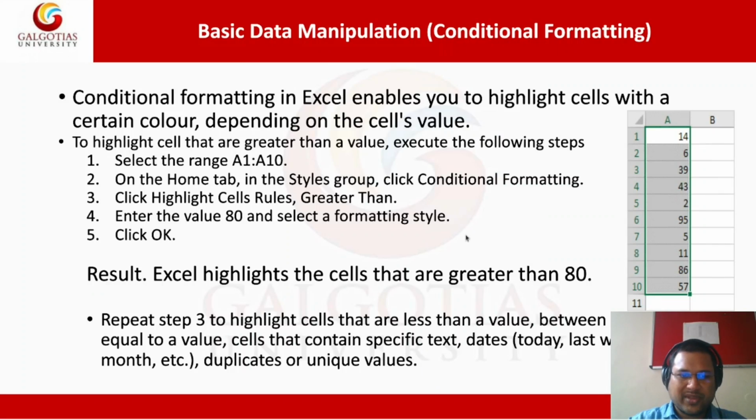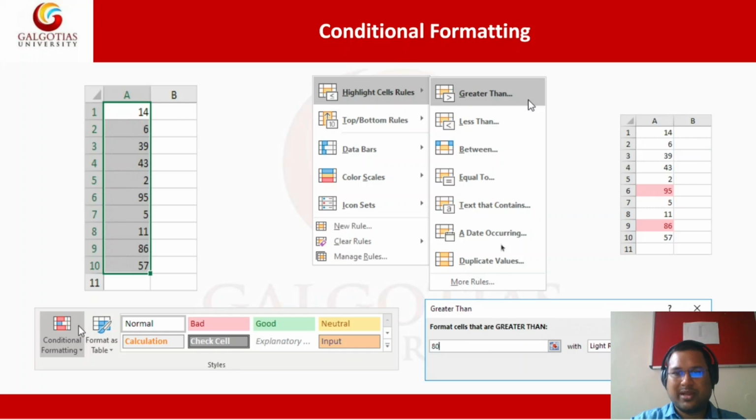Similarly, if you want to highlight cells that are less than a value, between two values, equal to a value, cells that contain specific text, dates, duplicates or unique values, you need to repeat this whole step and select the appropriate option depending on your requirement. For example, with Between, you can highlight cells that are greater than 14 and less than 90. This is actually called conditional formatting.